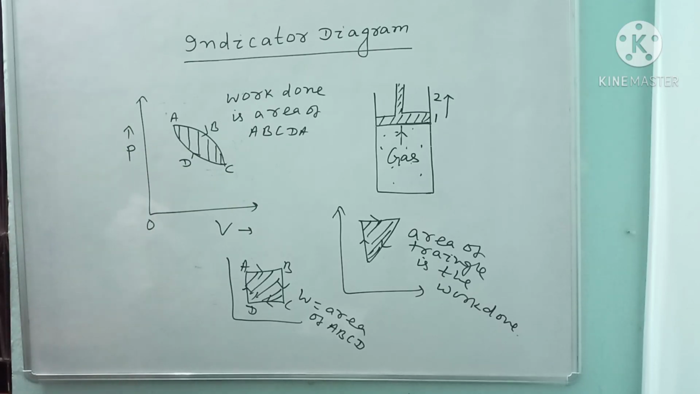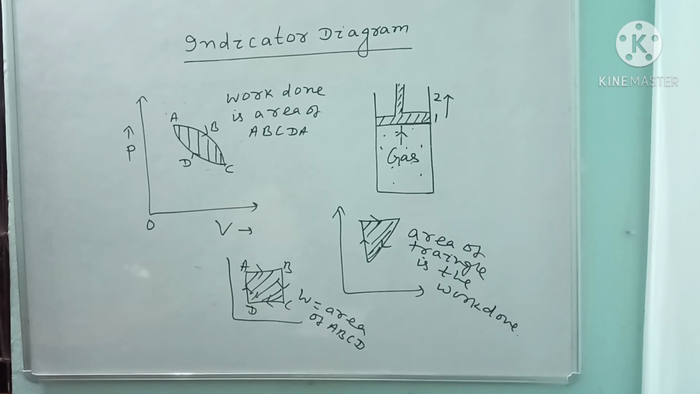You know the area of the triangle. You know the area of the rectangle. You know the area of the square. So easily you can find out work done from the PV diagram if it is a cyclic process. So this is called a cyclic process.